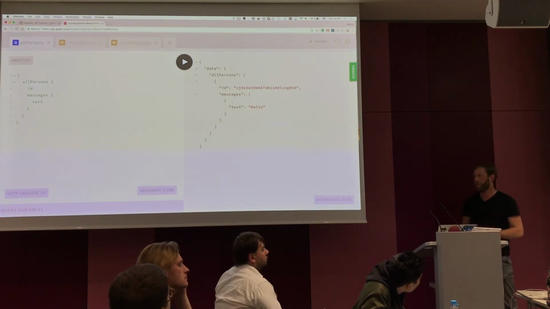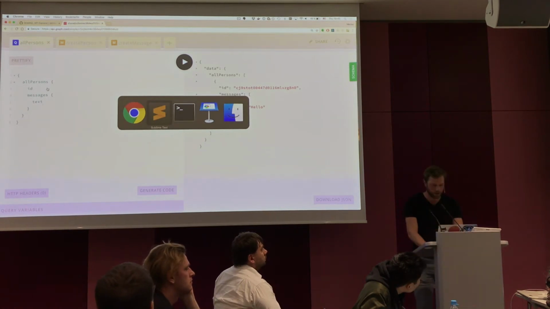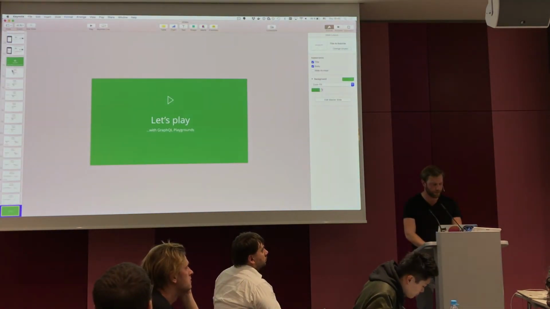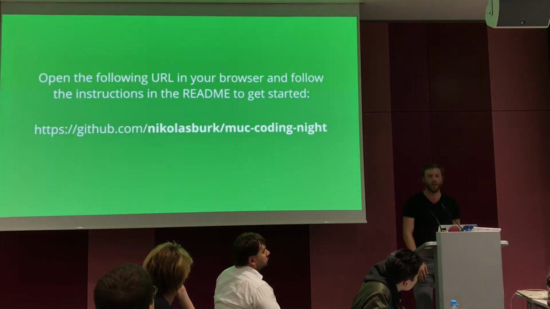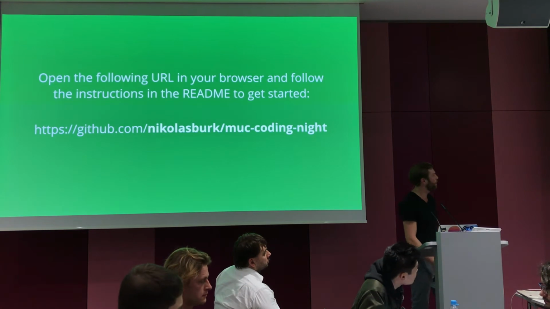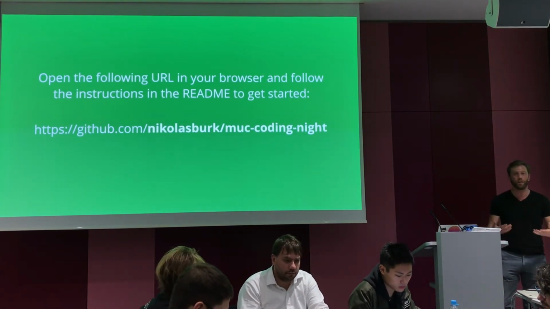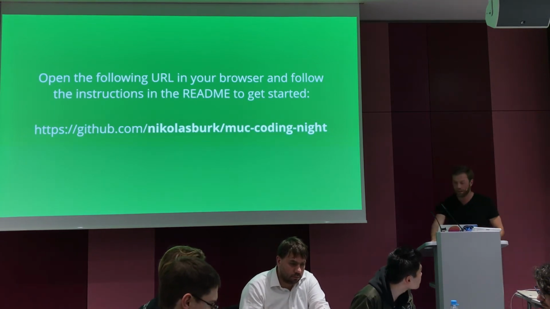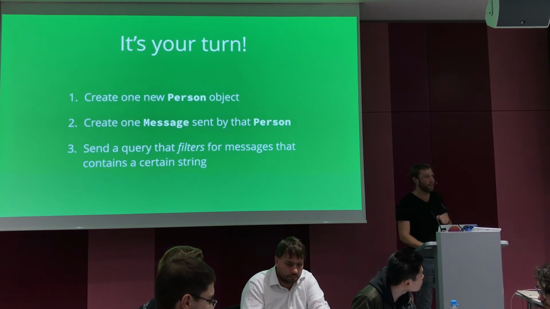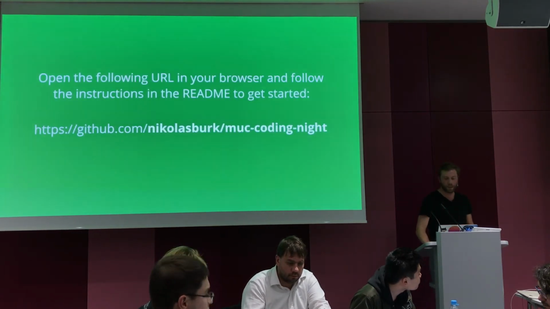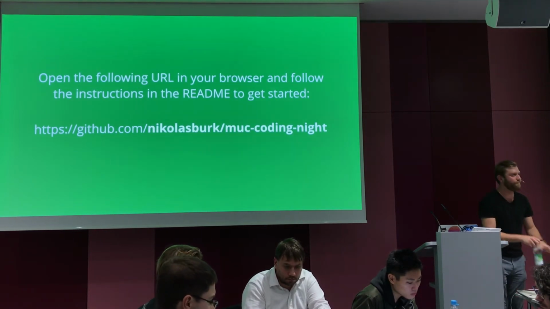All right, so this is what you're going to do now. Here are the instructions, relatively brief. What you have to do is go to this GitHub repository and follow the instructions in the README that explain how you can grab the code and how you can create the GraphQL server. Then you have the task to send a couple of mutations and a query to the server. And please raise your hand if you have any questions.